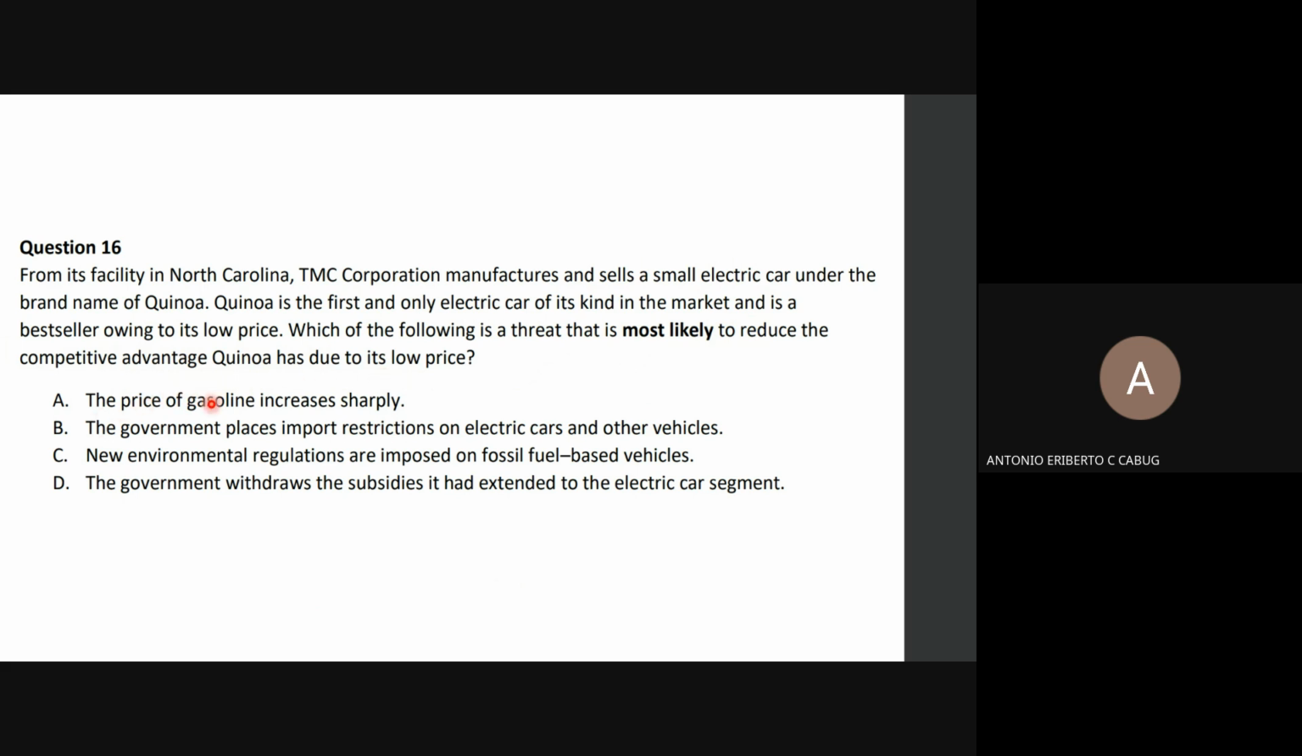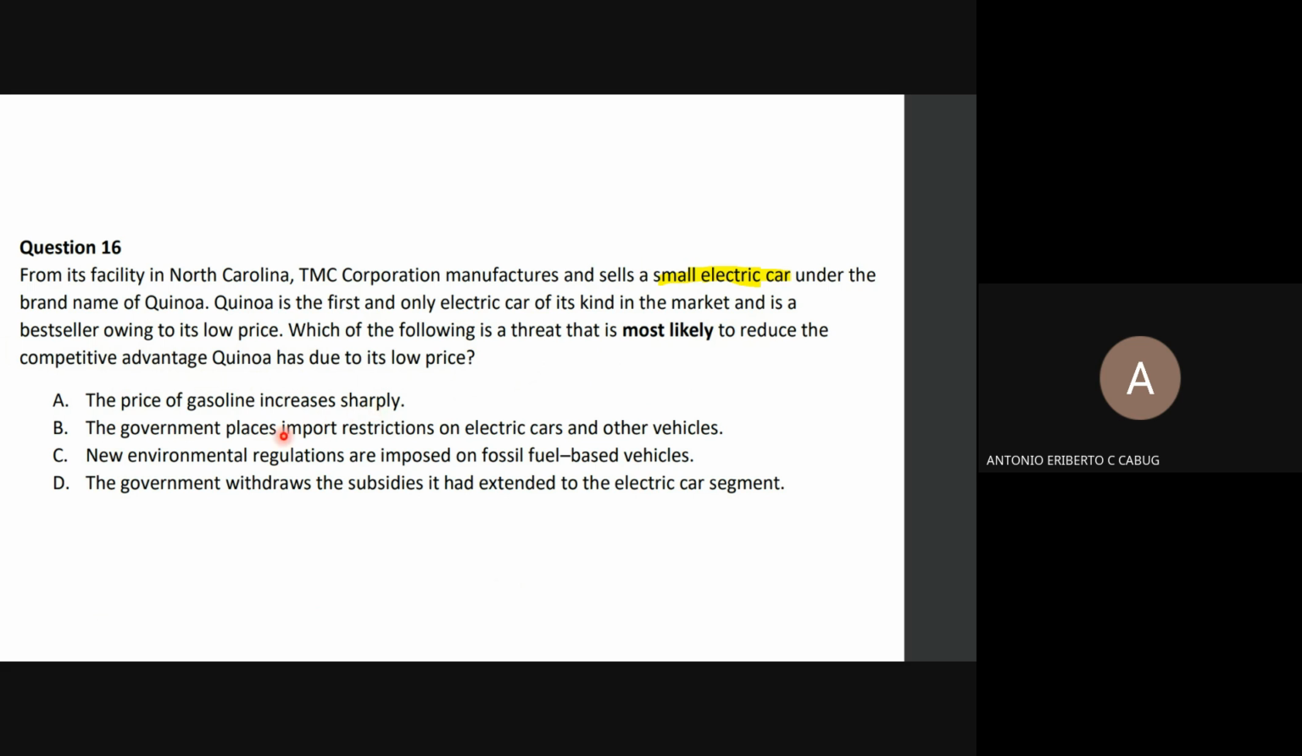Okay, the price of gasoline increases sharply. What are we selling? An electric car, right? Small electric car. So, let me highlight again. Electric car. It does not use gas. When the price of gasoline increases sharply, it will be favorable to TMC Corp. More Kinoa will be sold. More electric cars will be sold if gasoline prices go up.